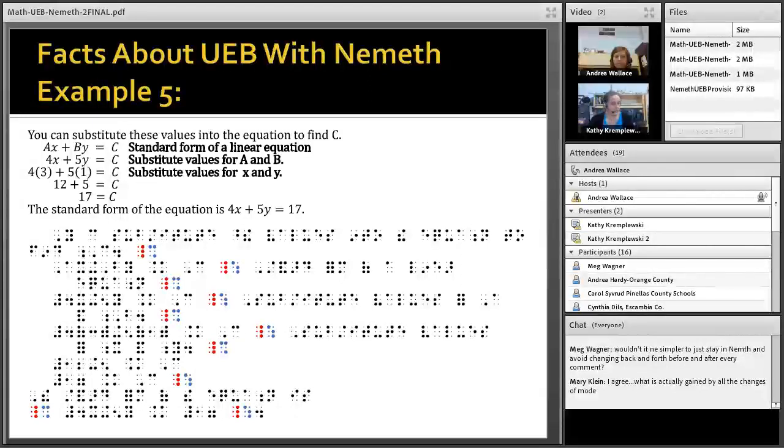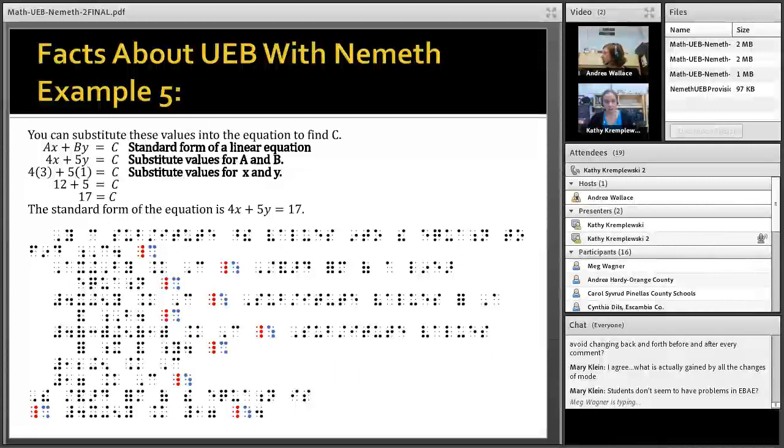Well, you're going to have to. How else are you going to write standard form of a linear equation, or substitute values for A and B and substitute values for X and Y? Because everything is uncontracted in numeric mode. Everything would have to be uncontracted. I guess you could do it without switching, but then every word and everything would have to be written out without contractions.